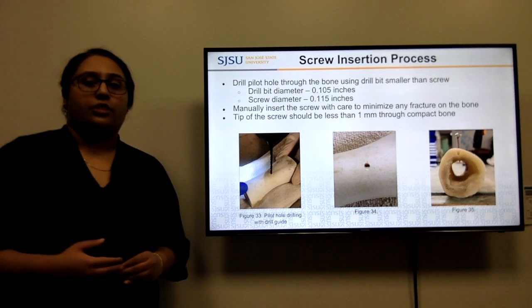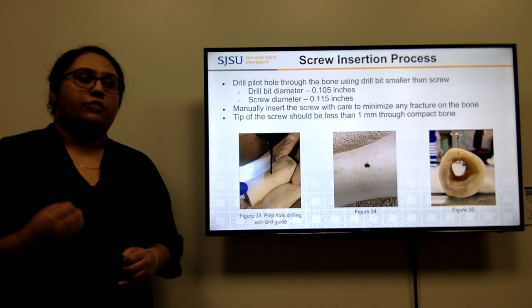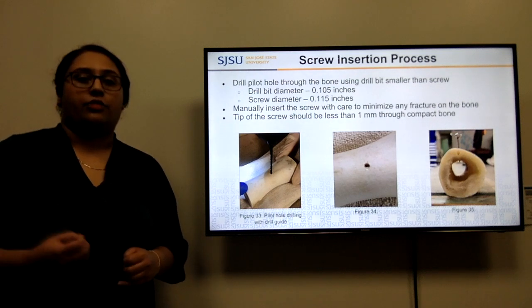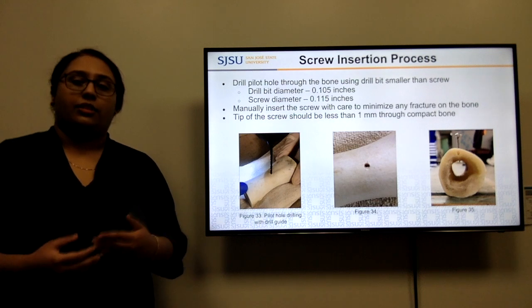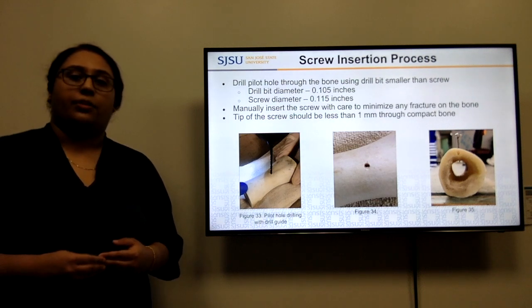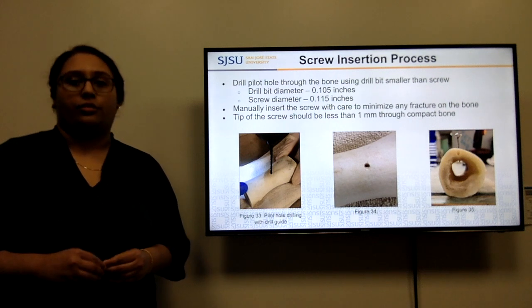So for the screw insertion process, we first drilled a pilot hole using a drill bit that was smaller than our screw diameter, and then manually inserted the screw with care using a drill guide to minimize any fractures on the bone. And we aimed for the tip of the screw to be less than 1 millimeter through the compact bone.